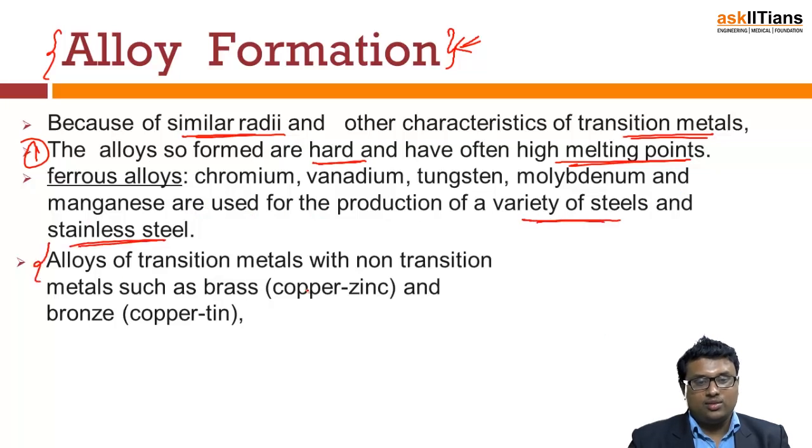Then there are alloys of transition metals with non-transition metals, such as brass. What is brass? Brass is formed from copper and zinc, and bronze is formed from copper and tin. So you can see alloys of transition metals with non-transition metals. You know already that zinc is not a transition element, even though it's a d block element, right? That's why here it is alloys of transition metals with non-transition metals.